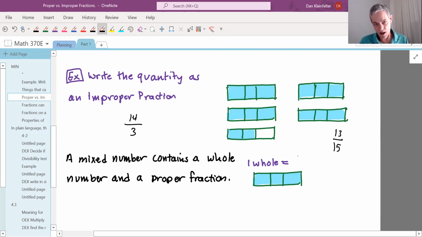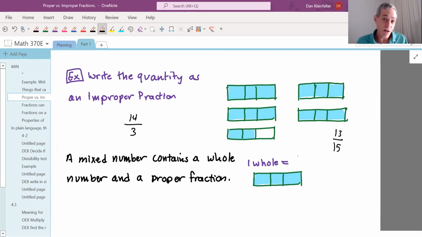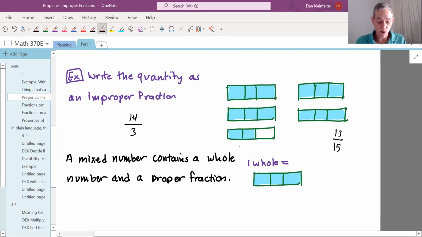Again, remember we've gone over those few things that can make fractions confusing, and this was one of them. You have to keep straight what your whole is. Is the whole amount this block of 3, or is it all of them?